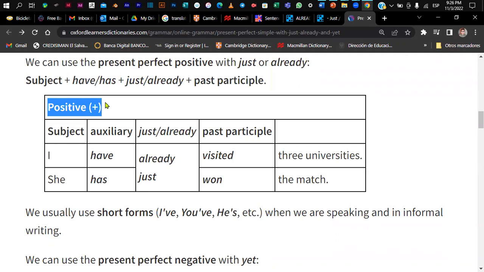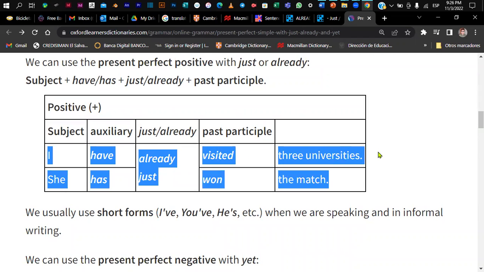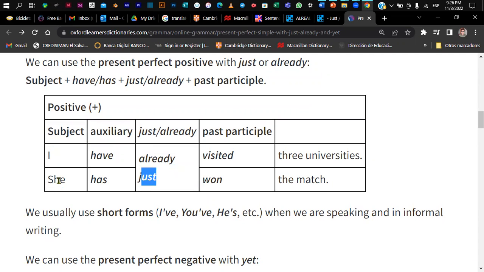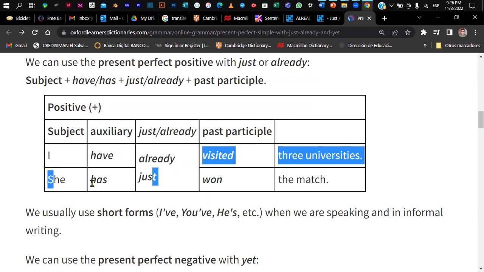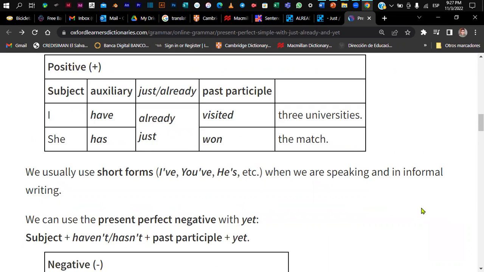And here is the table in affirmative. I have already visited three universities. Or you can use it with just: she has just won the match. If you check carefully, just and already are in the same place, están en el mismo lugar. Oh, the power went out. No problem. This is for affirmative, with already before the main verb and just before the main verb too. Clear?